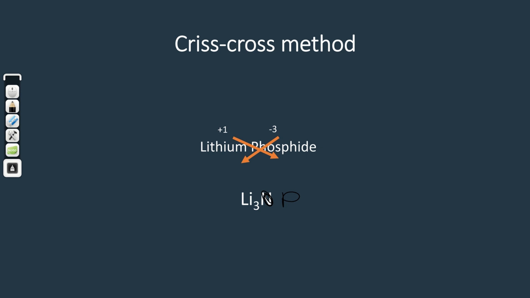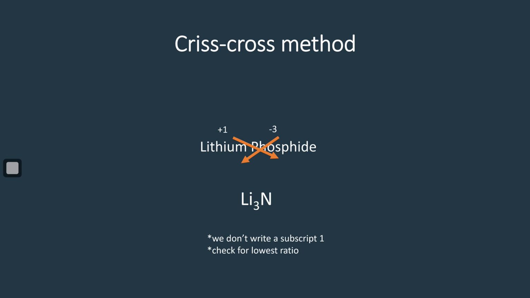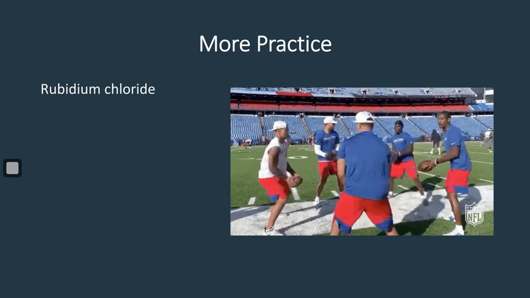But this is one where we got to be careful, and I'll show it on future examples. This is correct in the end because that's the lowest ratio. If I crisscross charges and I don't have the lowest ratio, your compound is incorrect. I apologize about the N versus the P. The other thing you notice here, we don't ever write the subscript 1. If I write down the element there, I know I have 1. I need to know whether there's 2, 3, 4, 5, 6, 7, 8, etc. Okay, so here's some more practice.